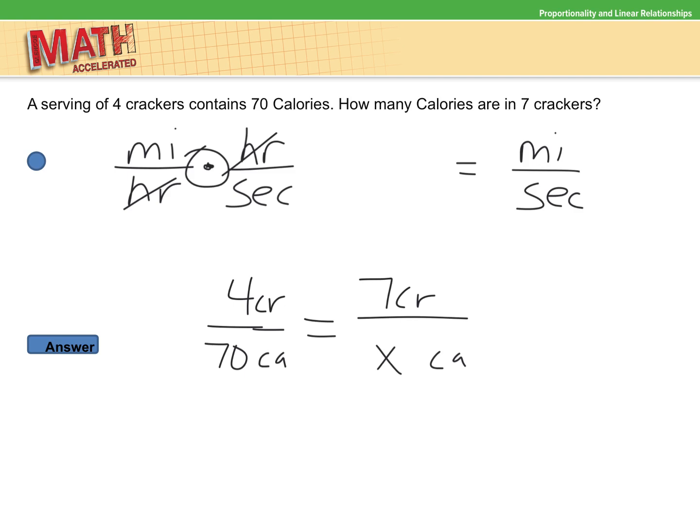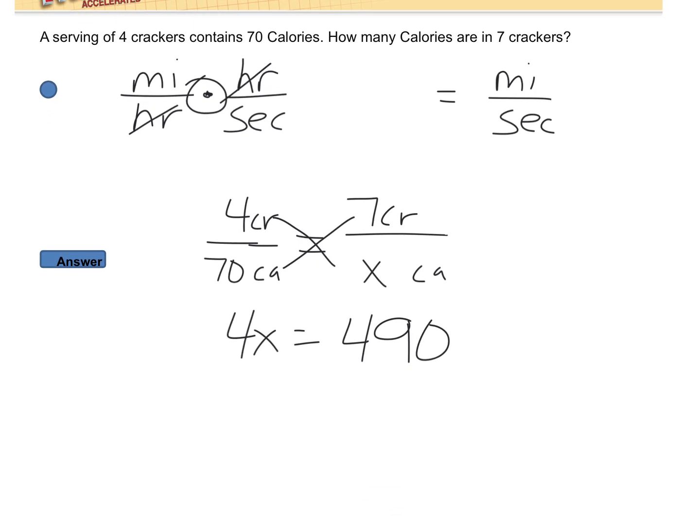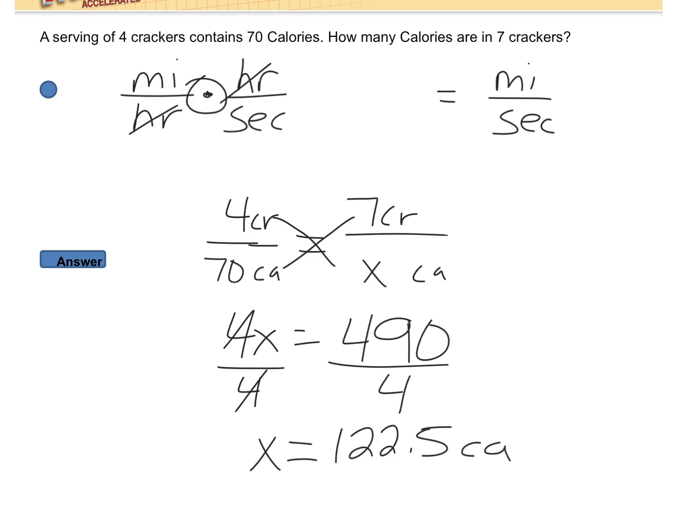How do we solve this? Cross multiply, so we have 4 times X, which is 4X. And we have 70 times 7, which is 490. Is it 490? Yeah, 490. 7 times 7 has a 0. Yeah, because we just added the 0. And then our last step would be to get X by itself by dividing by 4. We get X equals 122.5. 122.5 calories. I did this in 3.